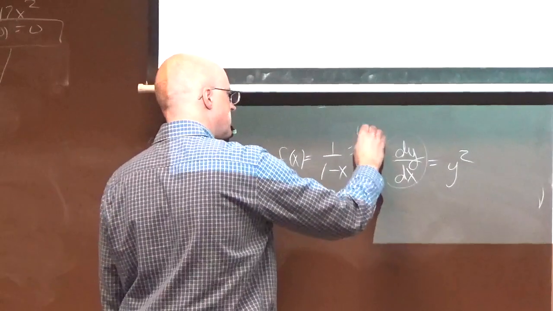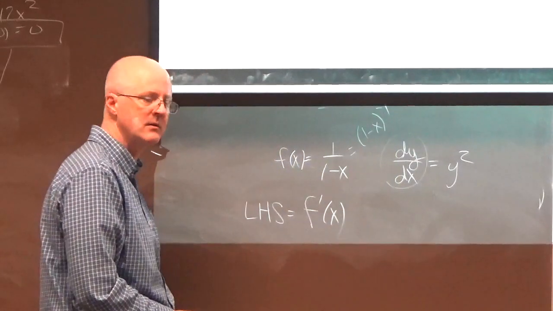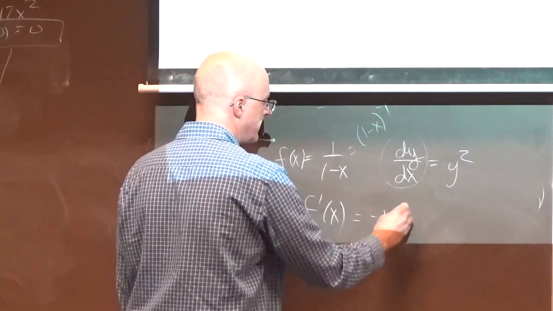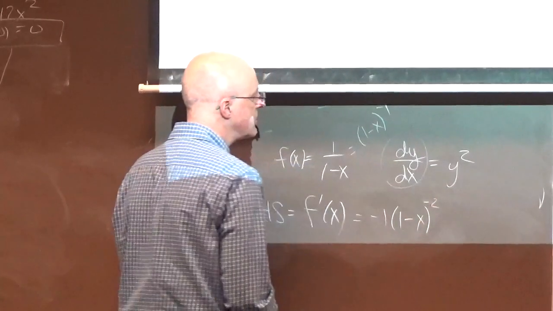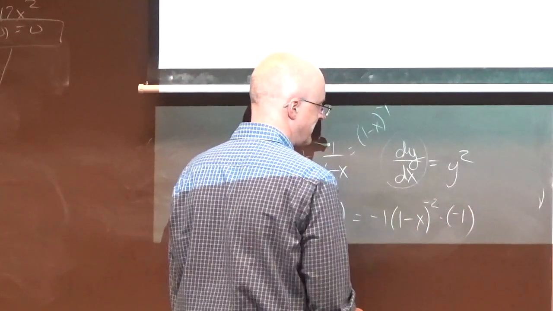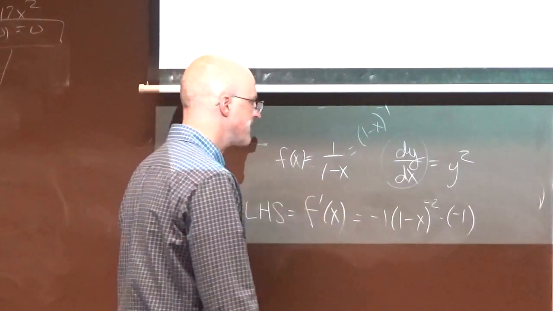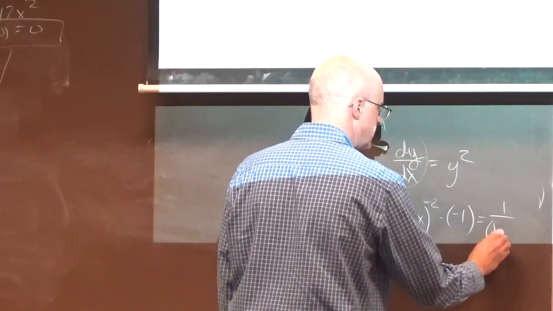I could use the quotient rule. I could also realize this function is (1 minus x) to the negative 1 power. Use the chain rule. Bring the negative 1 down, subtract 1 from the exponent, negative 1 minus 1 is negative 2, multiply times the derivative of 1 minus x. I'm not trying to solve for this as 0, I'm just trying to simplify it. This simplifies to 1 over (1 minus x) quantity squared.